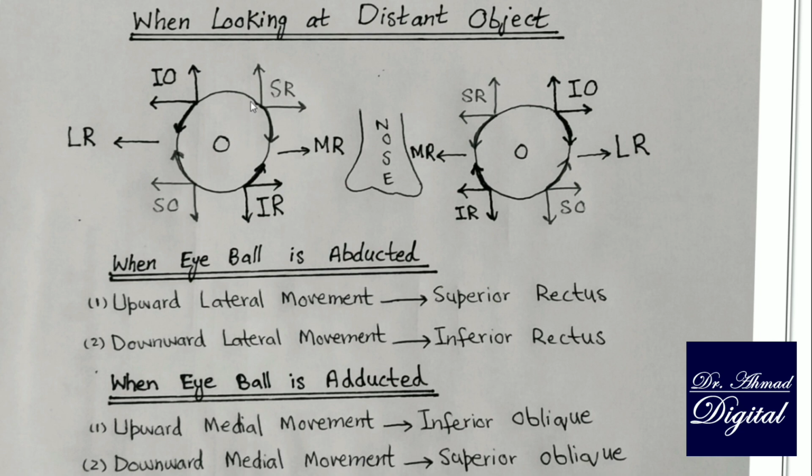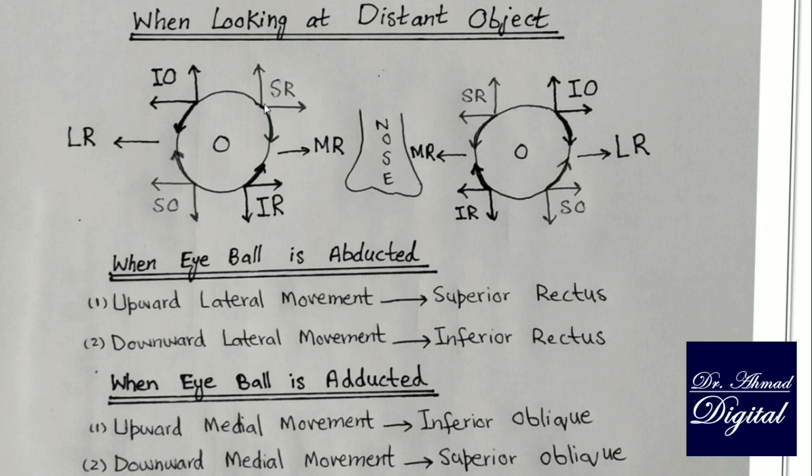So now we'll discuss the functions of the superior rectus, inferior oblique, and superior oblique. But keep in mind one important concept, that while looking at distant objects, these four muscles will have three functions along three axes. But when the eyeball is abducted or adducted, these four muscles will only have one function. So when looking at a distant object, superior rectus will have three functions along three axes. You can understand here the knowledge of axis again as well.